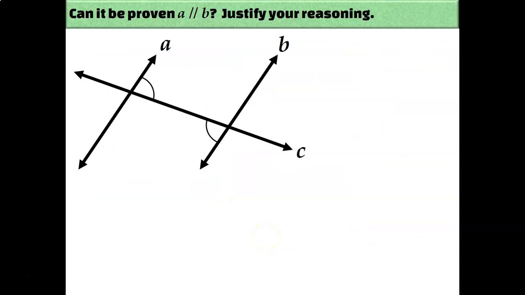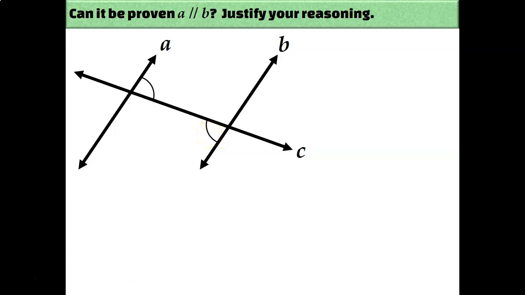So let's take a look at a few examples and determine if we've been given enough information or the right kind of information to prove that line A and line B are parallel. In this diagram, we have two angles that are marked as congruent. What kind of pair of angles are they?